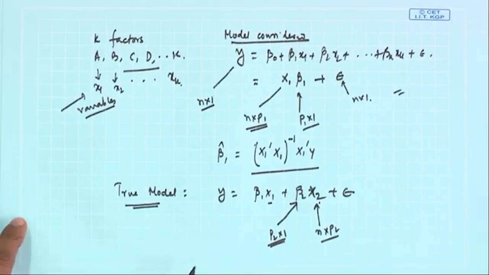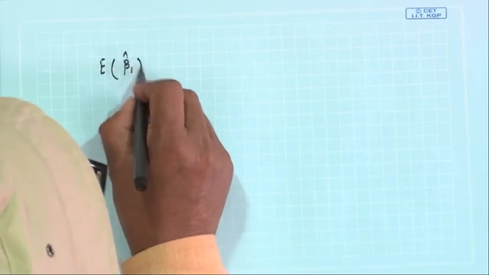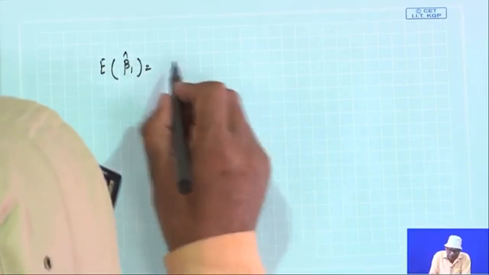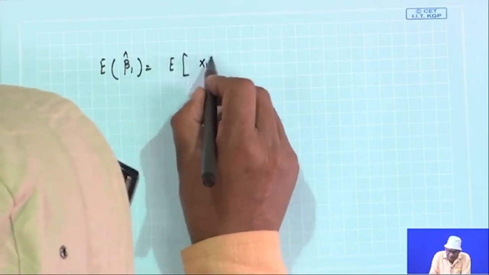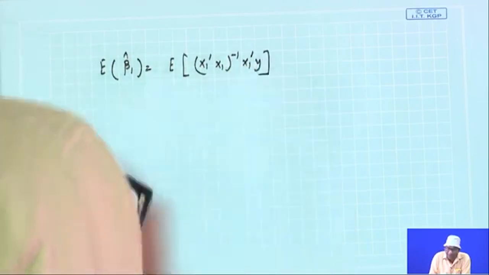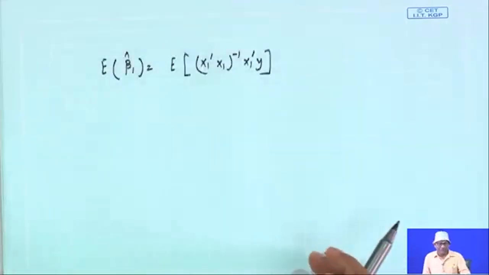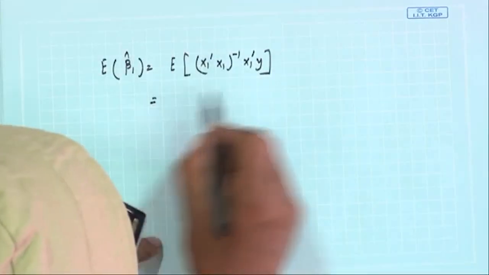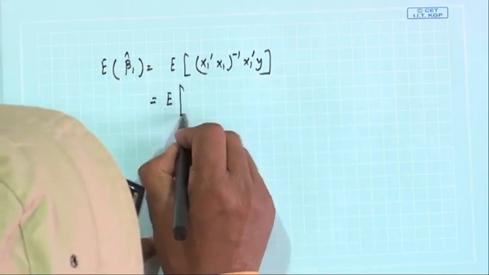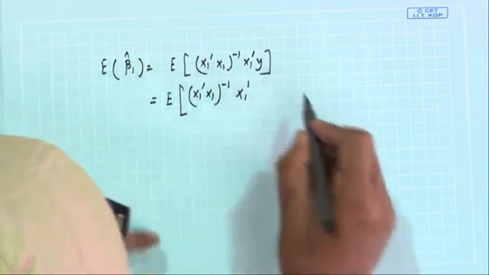So, if this is true, what will happen then? What will happen to the expected value of beta 1? What is the expected value of beta 1 cap? You all know it will be expected value of X 1 transpose X 1 inverse X 1 transpose y, because beta cap is this. Then if you write down this further, then this will be X 1 transpose X 1 inverse X 1 transpose. What is the y true value? The y true model is this.